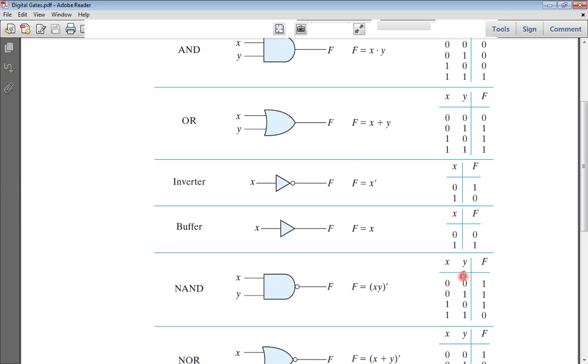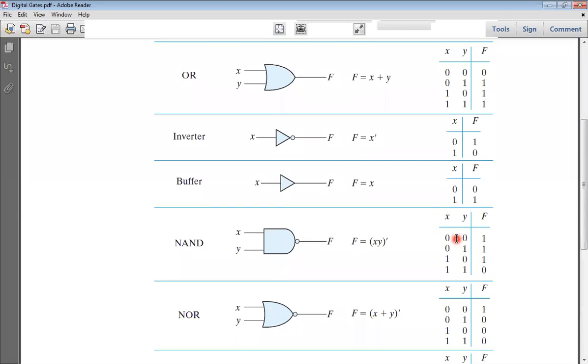Now let's see the truth table of the NAND gate. For the input combination 0 0, output is 1. For 0 1, output is 1. For 1 0, output is 1. For 1 1, output is 0.